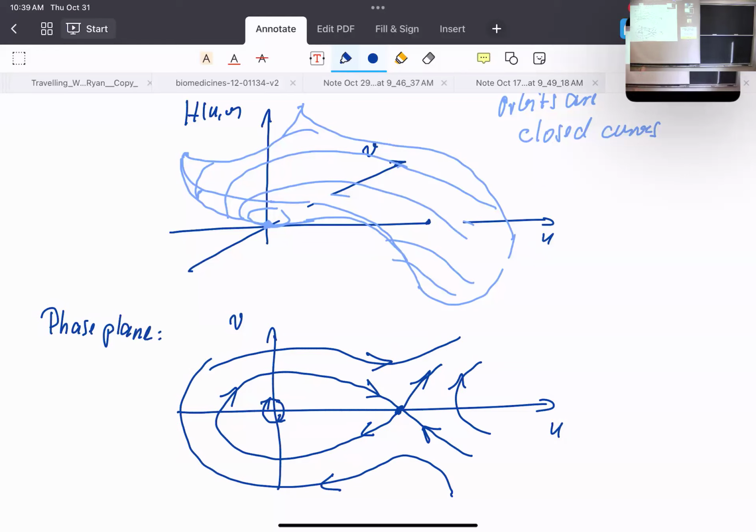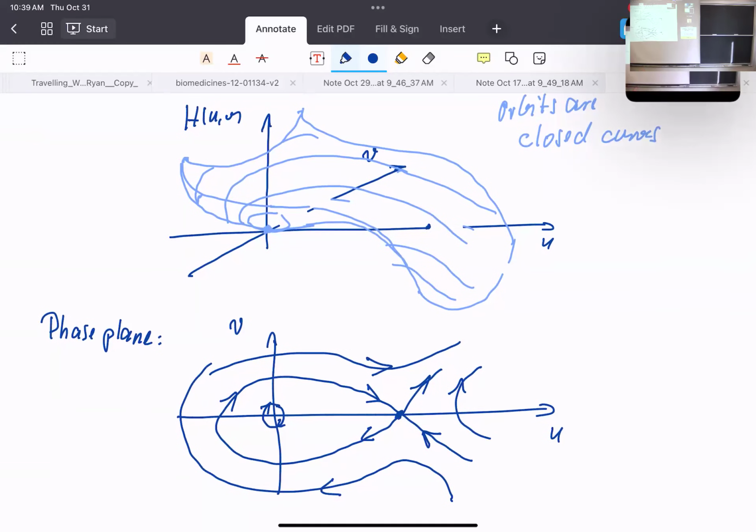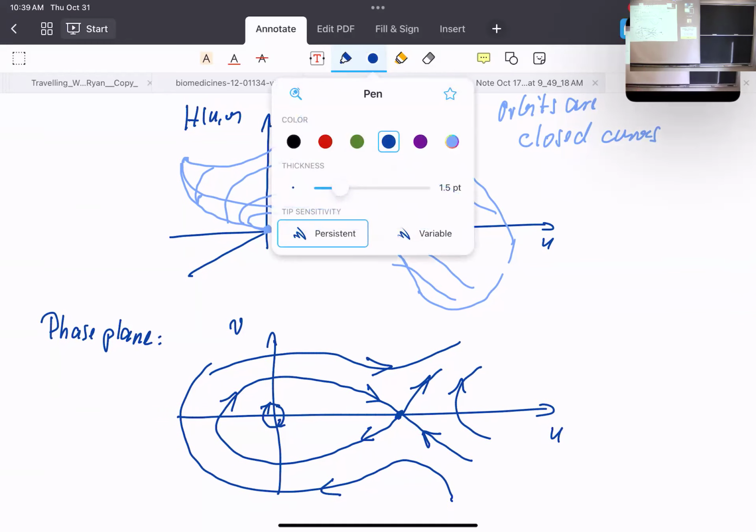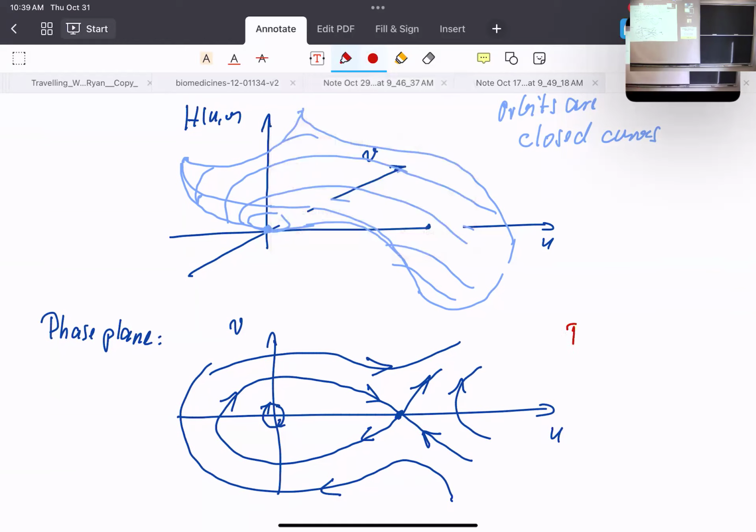Okay, so now where are our solutions? So what did we do? Where are our solutions? Let's look at the Dirichlet problem. What was the Dirichlet problem? And I want to use a different color, maybe red. So Dirichlet says U at (0,t) is 0 and U at (L,t) is 0.